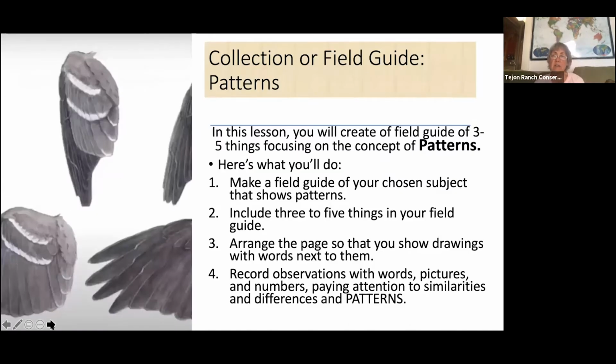So in this lesson, we're going to create a field guide of 3 to 5 things that we can see patterns in. You'll make that field guide that shows patterns. You'll include 3 to 5 things. You'll arrange the page so that you have your ABCs, 1, 2, 3s, and a picture, diagram, or sketch. And in it, you're going to be paying attention to the similarities and differences of those 3 to 5 things that you're studying and patterns.